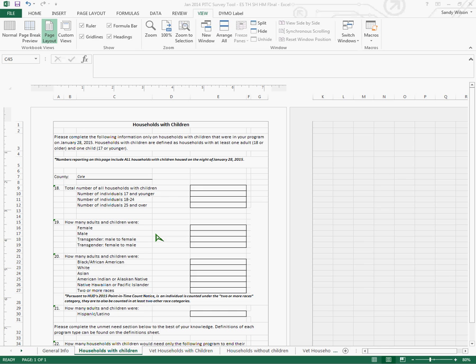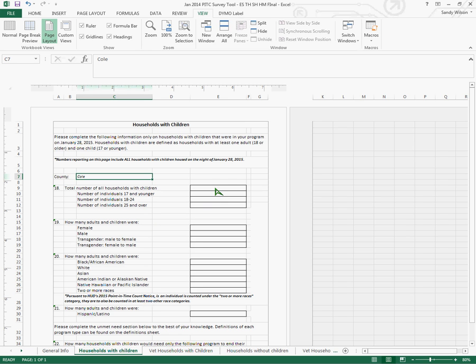Now once you've done that, you're going to pull those households aside, and we're going to look specifically at those households and answer the questions concerning demographics on households with children, okay? So for this example, the first thing I'm going to answer, of course, is what county are my beds in? And in this example, I'm going to use Cole County because that's where I'm located.